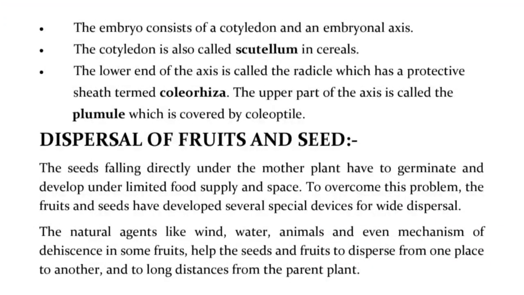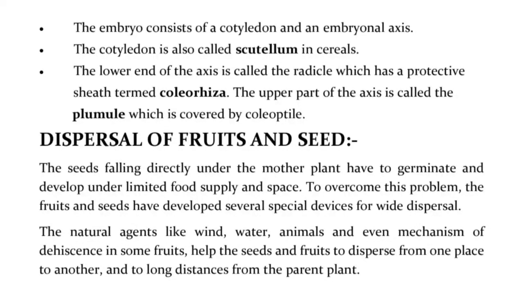The embryo consists of a cotyledon and an embryonal axis. The cotyledon is also called scutellum in cereals. The lower end of the axis is called the radicle, which has a protective sheath termed coleorhiza. The upper part of the axis is called the plumule, which is covered by coleoptile.